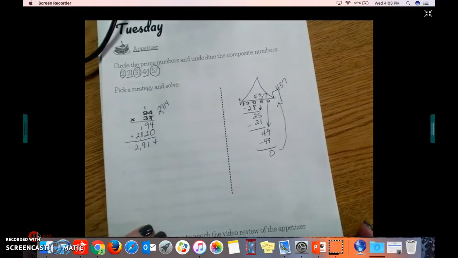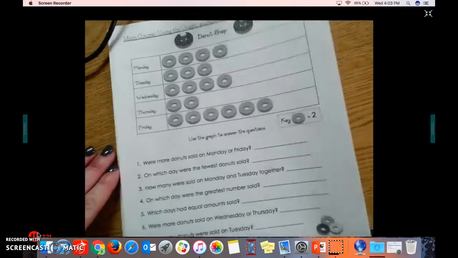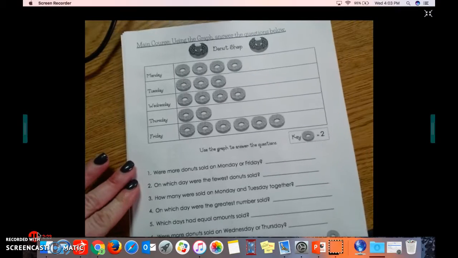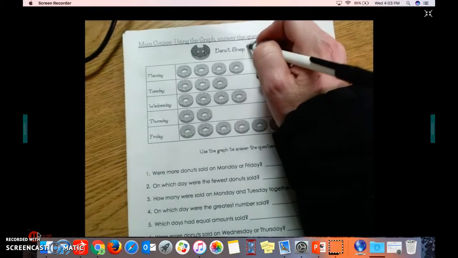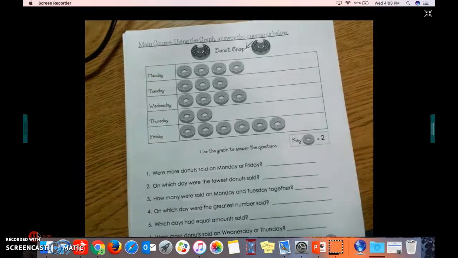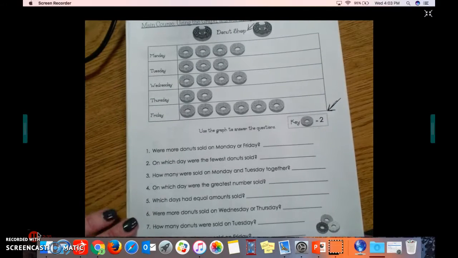Okay? For the main course portion of your Math Buffet today, you are going to be taking a look at this graph. The first thing that you need to identify on the graph is the title. And you also need to take a look at the key so that when you're looking at the pictures, you understand how many or how much they represent. Then you're going to use this graph to complete questions 1 through 9.